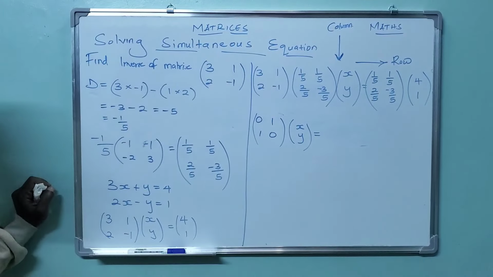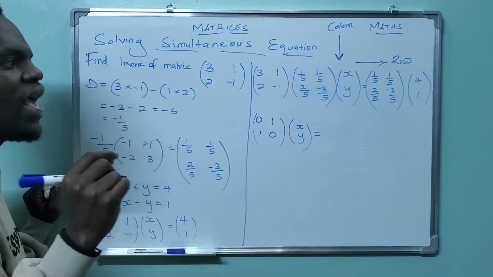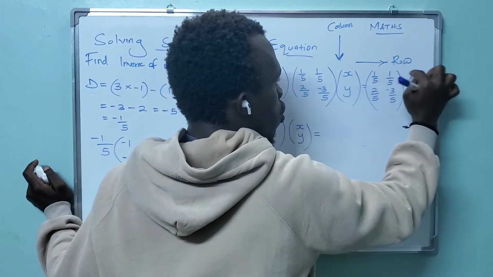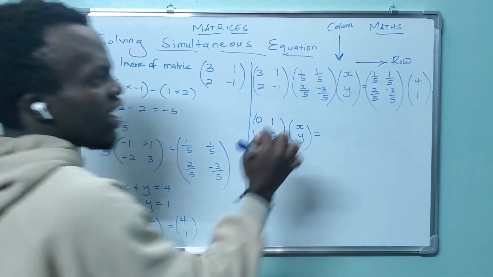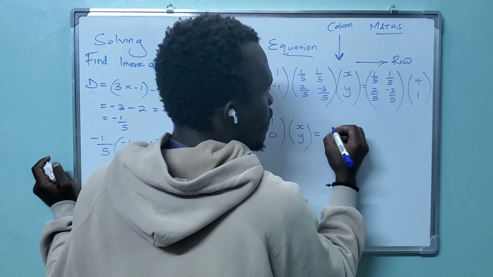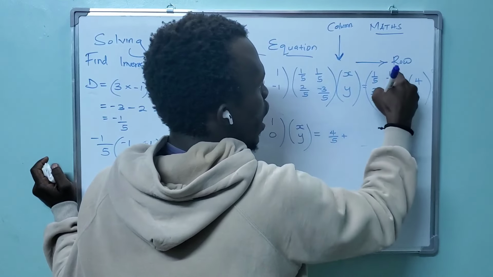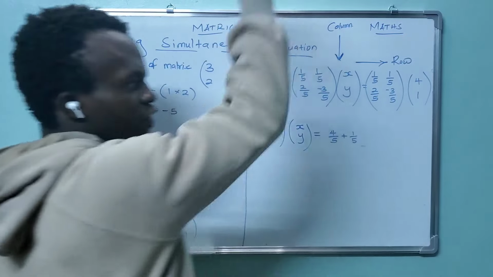Now on the other side, you're going to multiply. Remember, when multiplying, you have to consider the row and the column. When you were multiplying, I said that you start on the first matrix with the row, and you multiply with the column of the other matrix. So let us start. 1 over 5 multiplied by 4, I'm going to have 4 over 5. Plus 1 over 5 multiplied by 1, I'm going to have there 1 over 5. I'm done with the top one.